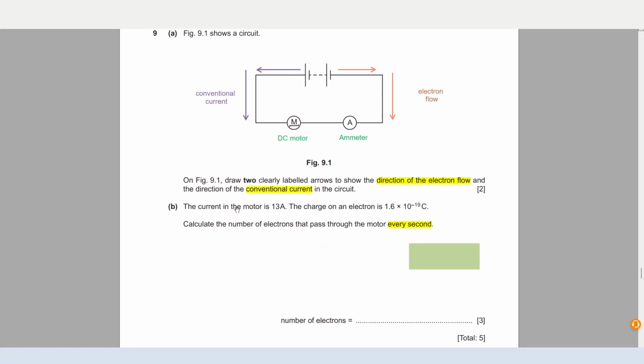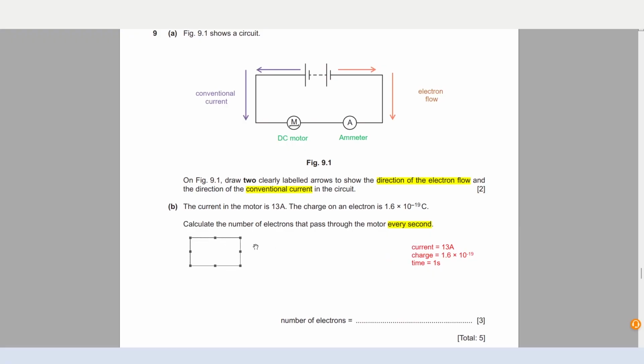Part B says the current in the motor is 13 ampere. The charge on an electron is 1.6 into 10 raised to the power minus 19 coulombs. Calculate the number of electrons that pass through the motor every second. So the information we are given with is the current is 13 ampere. The charge is 1.6 into 10 raised to the power minus 19, and the time is 1 second. So what equation relates this?